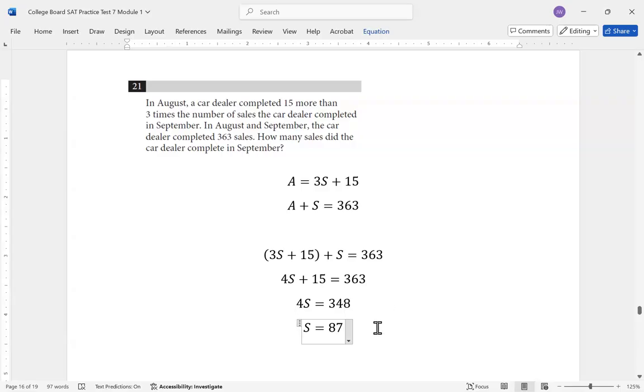If I wanted the number of sales in August, then I'd plug that 87 back into one of these equations and solve for the August sales. I don't need to, because all question 21 asks is how many sales did the car dealer complete in September? So therefore the answer is 87. In September, there were 87 sales. That's the answer to question 21.